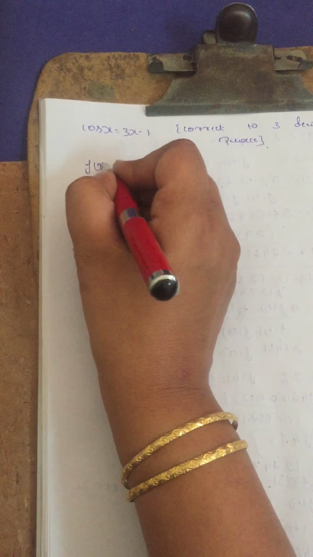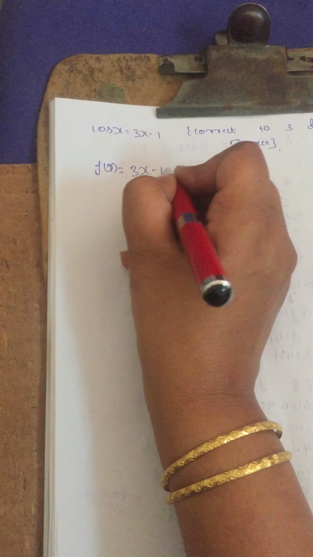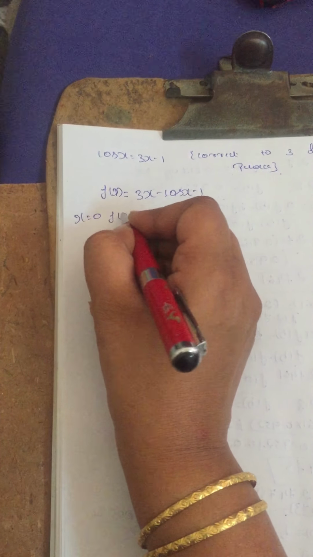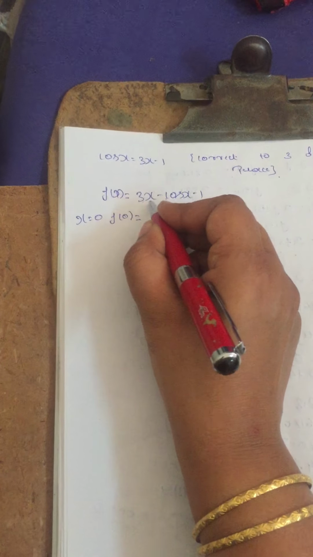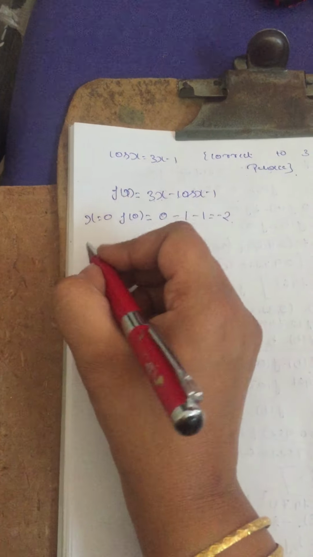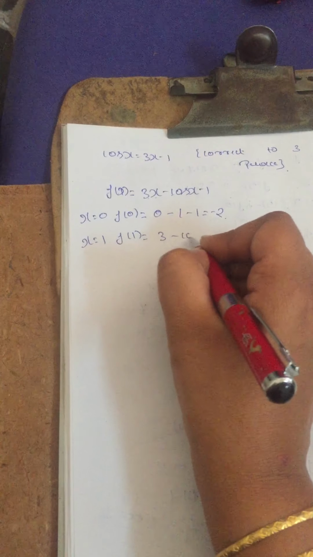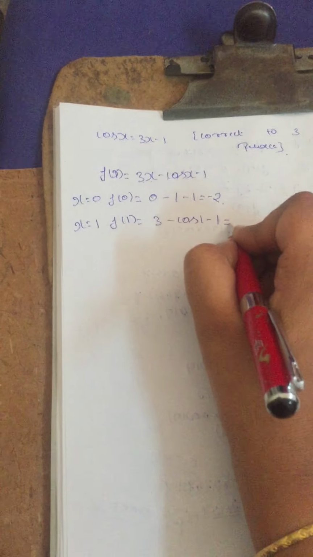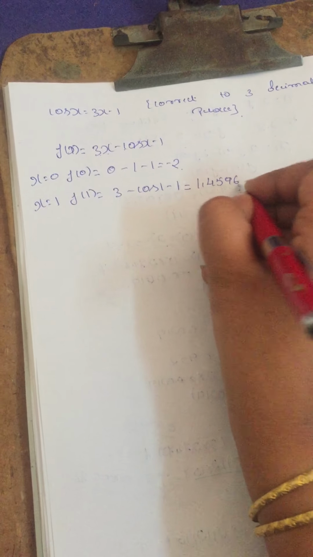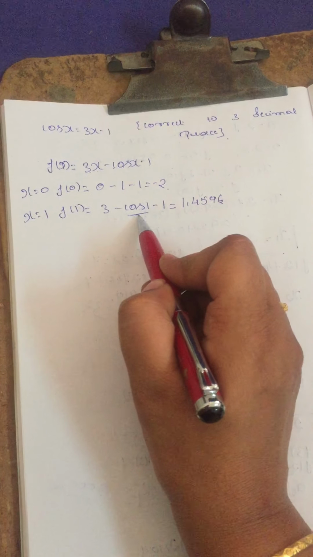Consider the given function f(x). We can write f(x) = 3x - cos x - 1. Now take x = 0. f(0) = 3 into 0, which is 0, cos 0 is 1, minus 1, which is equal to -2. Take x = 1. f(1) = 3 - cos 1 - 1, which is equal to 1.4596.